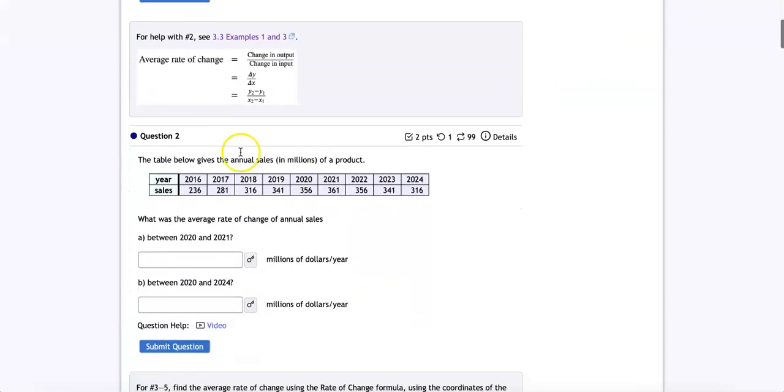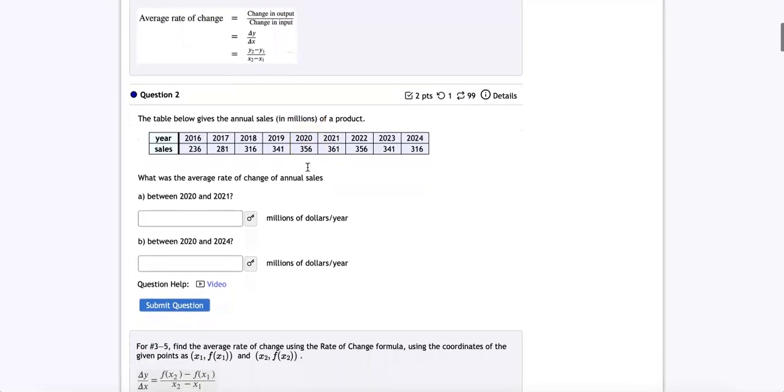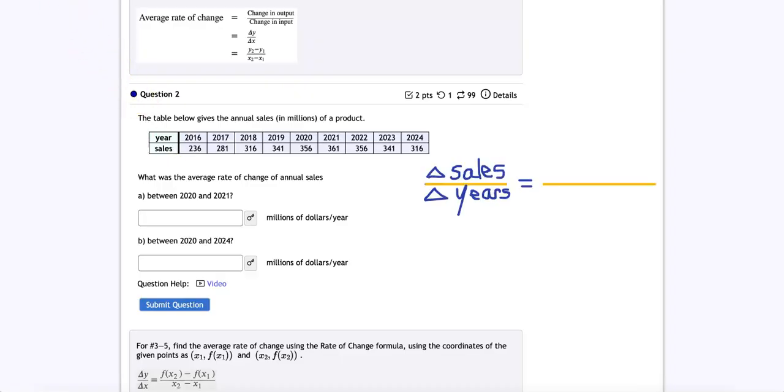Okay, so I did add the average rate of change formula for you here. When you're looking at this table, what you're going to be doing is looking at a change in input and change of output. The input is years, the output is sales. So we would set up the average rate of change as follows. The average rate of change is equal to the change in sales over the change in years. This triangle is the Greek letter delta, and in math it represents a change of.